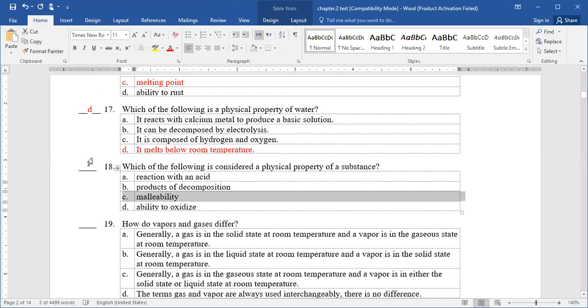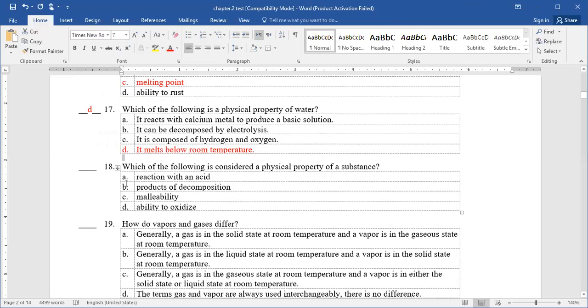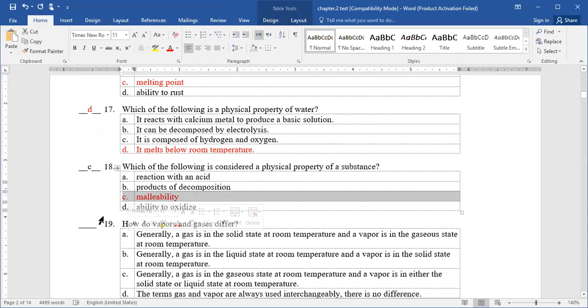Number 18, which of the following is considered a physical property of a substance? Reaction with acid, that's not a physical property. Products of decomposition, that's a chemical one. Malleability, that's a physical one. Ability to oxidize, that's a chemical one. So we'll get number C, which is physical, and that's malleability, the ability to change the shape of the matter.